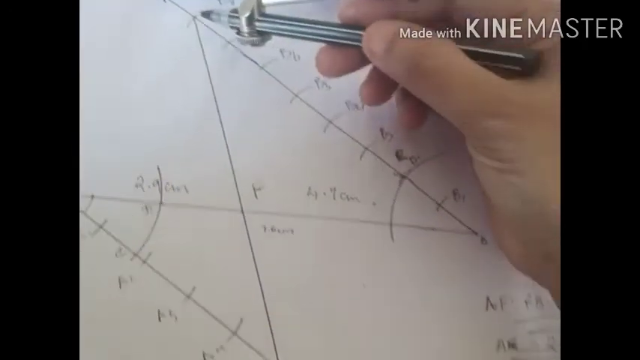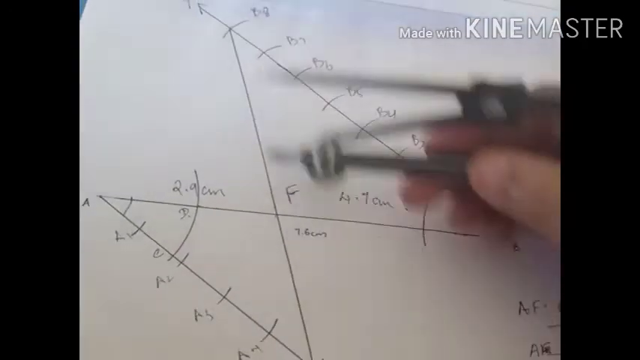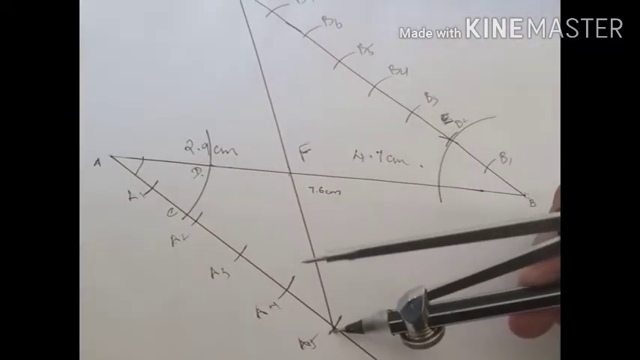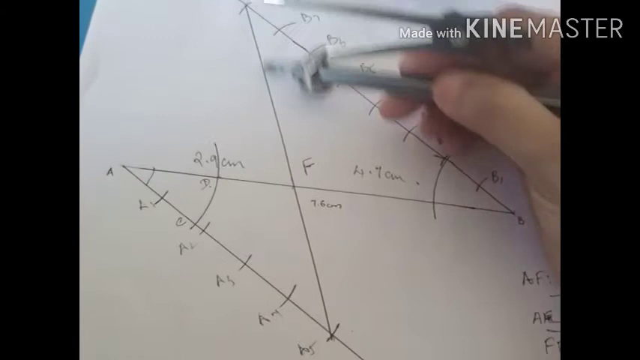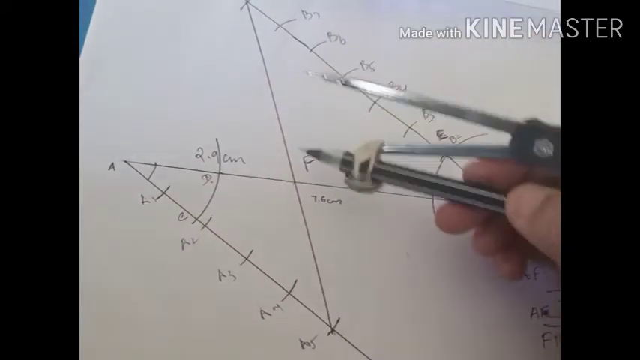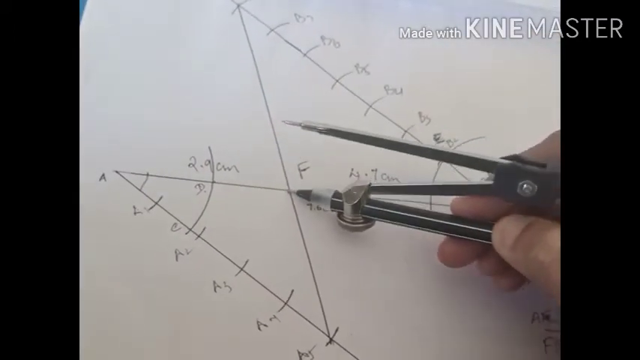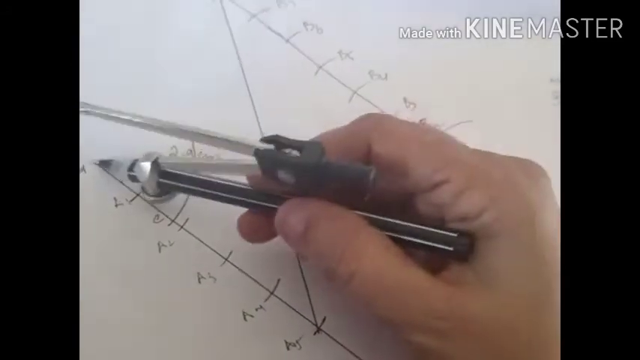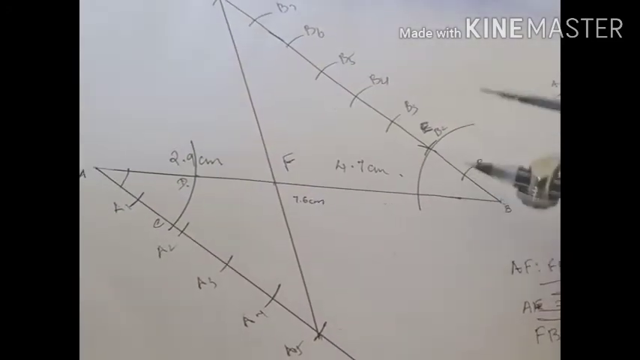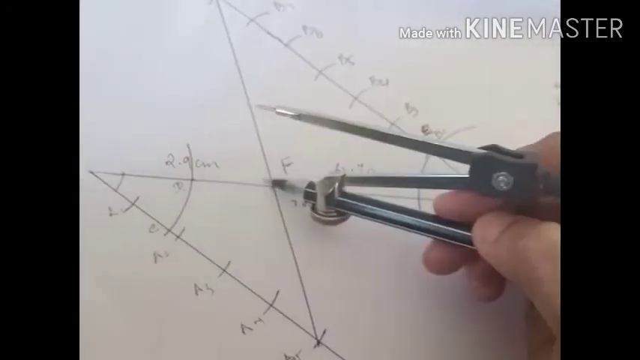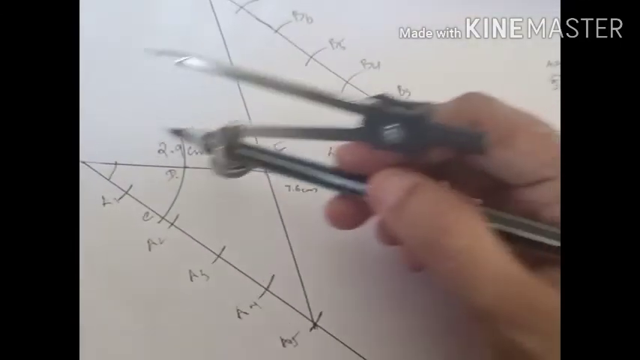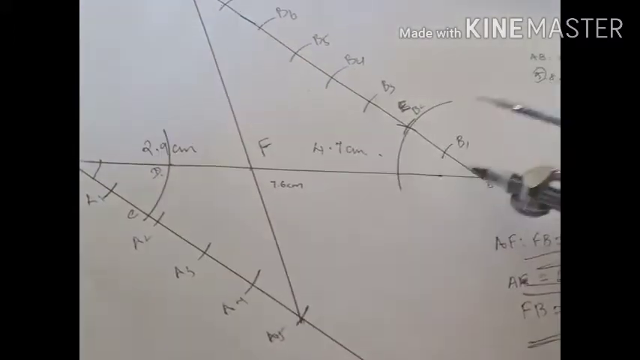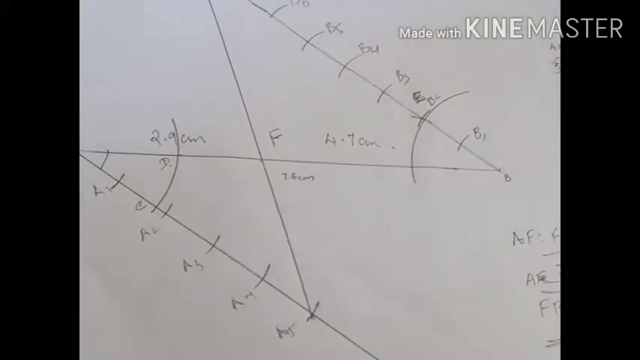The next step is we have to join A5 to B8. First part is 5, second is 8. So A5 to B8 we want to join by using a ruler. That line will intersect AB at F. Now AF is to FB equal 5 is to 8. Then take the measure and write that in the figure. So AF is 2.9 centimeter, FB is 4.7 centimeter.